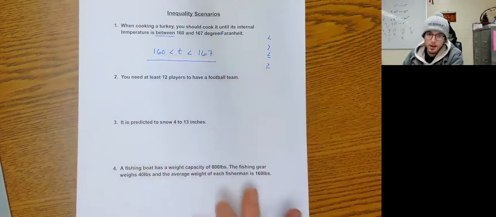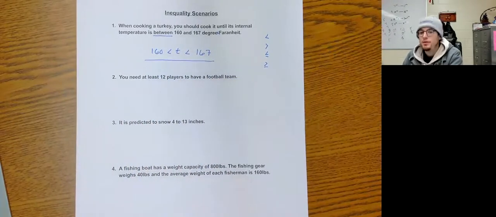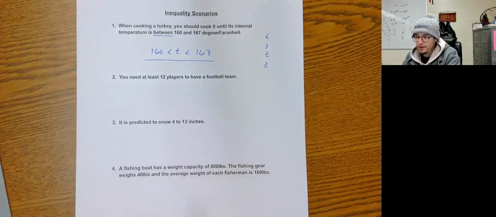Let's go on to the next one. You need at least 12 players to have a football team. So can we create an inequality that represents the amount of players that you can have on a football team? So at least, what's the smallest amount? Now I know there's 8-man football, I think 8-man football is a thing, but usually you got 12 players on a field. I think I'm being accurate about that. I played football once upon a time. You have 12 players on a team.